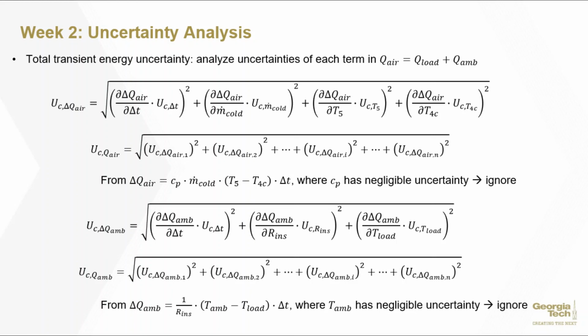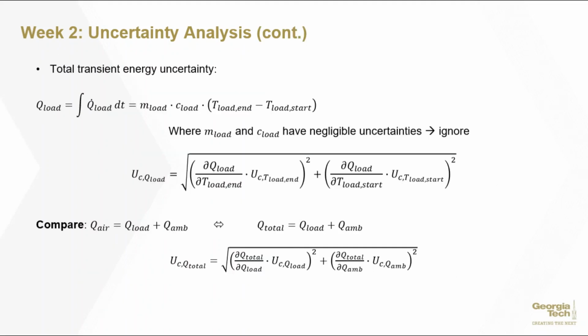The total transient energy uncertainty can also be calculated by performing EPA on the delta Q air equation and delta Q ambient equation. The uncertainties for each respective heat transfer equation are summed, since they are integrated over several time steps. Finally, the load heat transfer uncertainty can be determined by performing EPA on the Q load equation. Afterwards, comparing the Q air equation and Q total equation will yield the capability to calculate the Q total uncertainty.